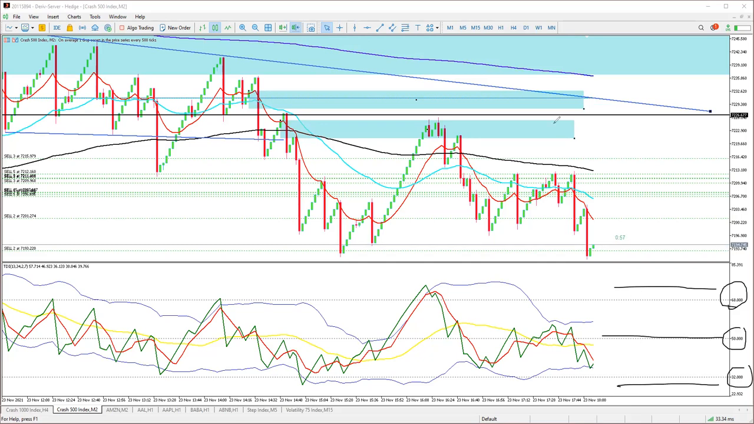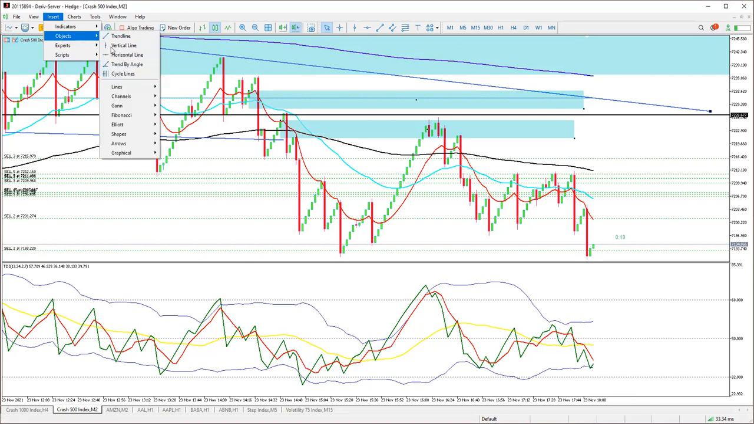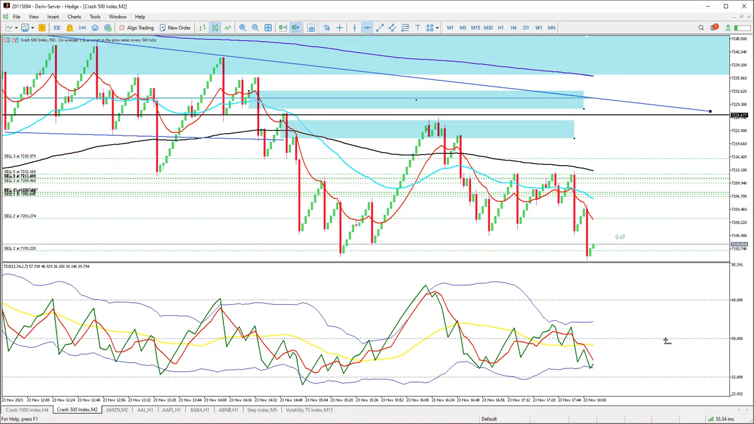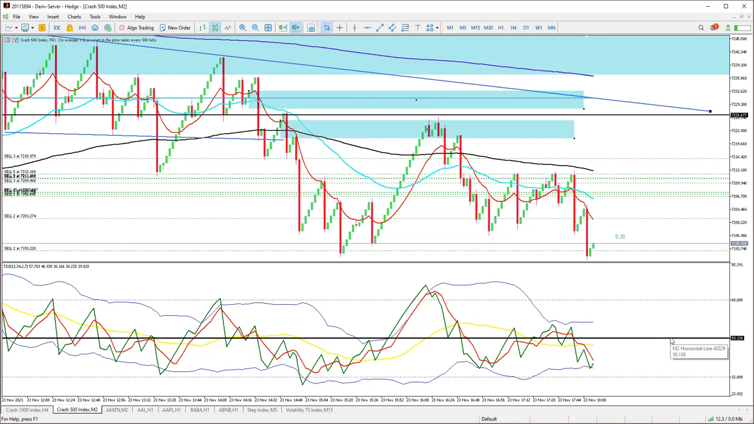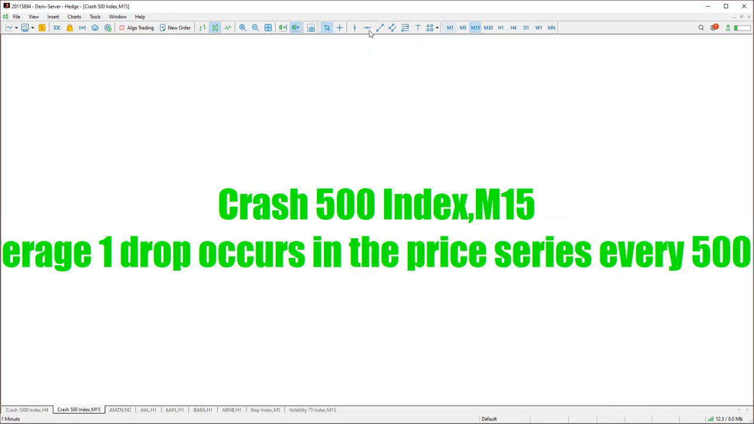The first thing you need to do is highlight that 50 line and make it bold. What I usually do is put a black line, then adjust it to 50, and leave it like that. Looking at this particular chart, the first thing I want to explain is, okay, let's just go to M15. Let me explain there.